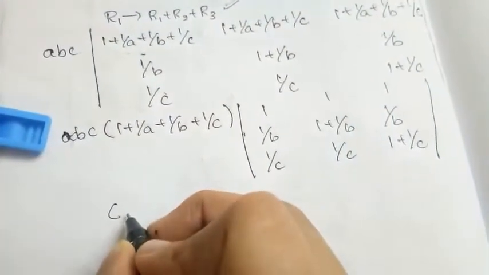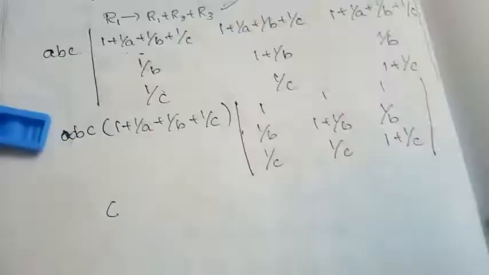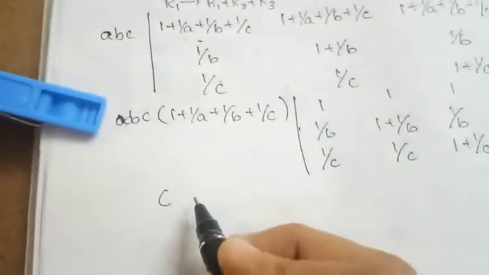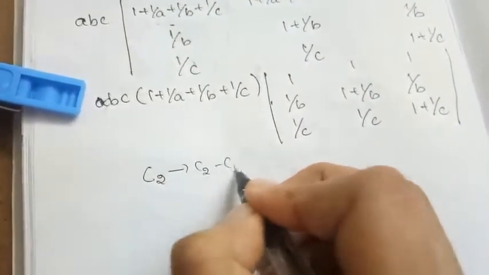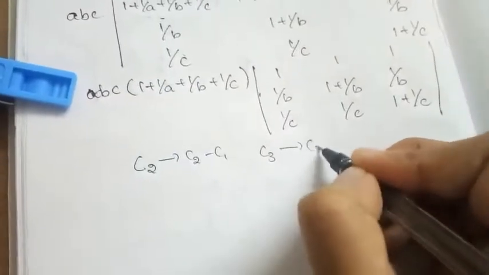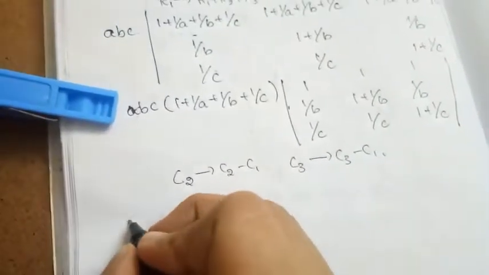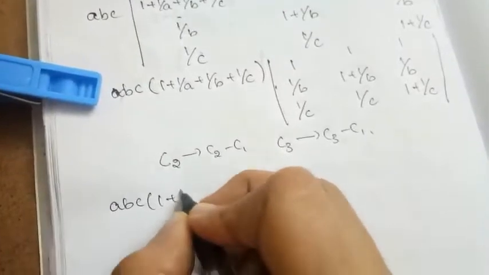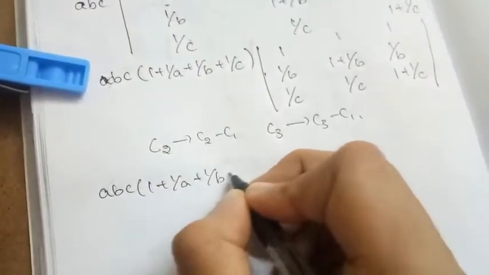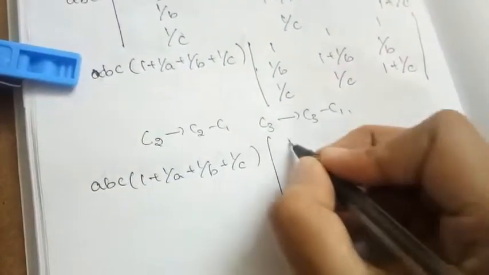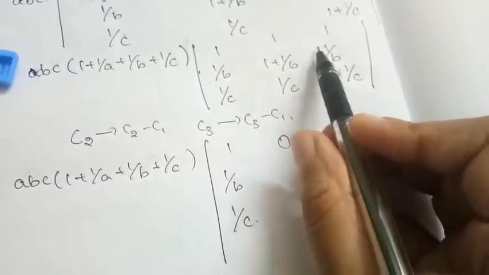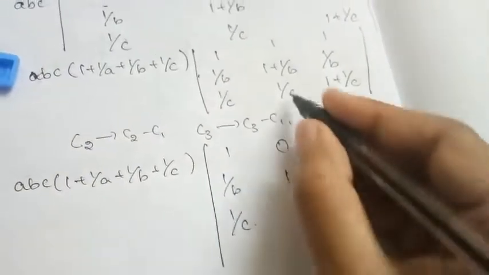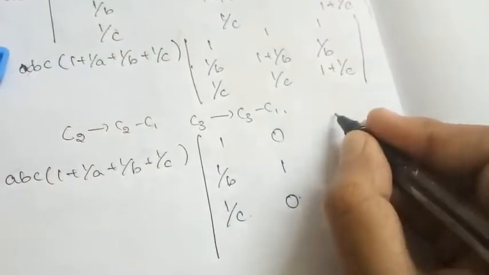What is that column operation? I am making this one equal to 0. So how am I going to make that 0? As usual, C2 implies C2 minus C1 and C3 implies C3 minus C1. So what does it become? ABC times 1 plus 1 by A plus 1 by B plus 1 by C, times 1 by B, 1 by C as it is, because there is no change in the first row. This becomes 0. 1 plus 1 by B minus 1 by B becomes 1. 1 by C minus 1 by C is 0.